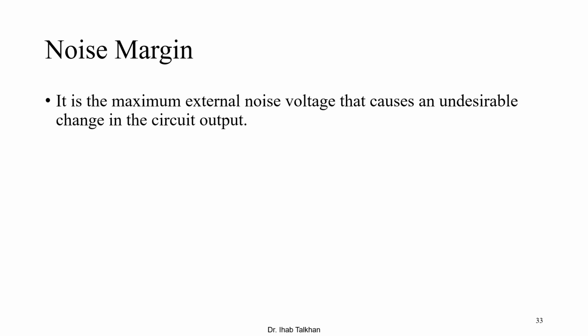And the last one is the noise margin. Noise margin is the maximum external noise voltage that causes an undesirable change in the circuit output. This is a brief description of these parameters, which are very important for us to evaluate.